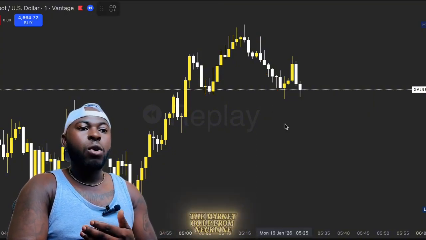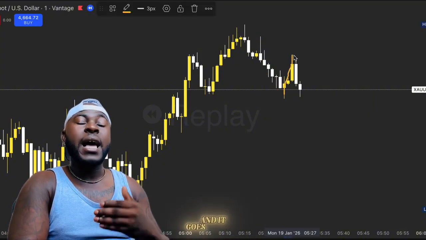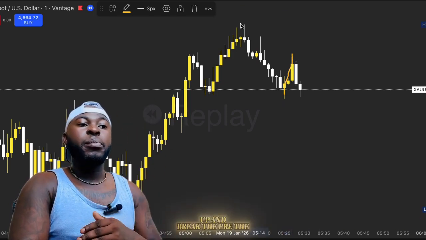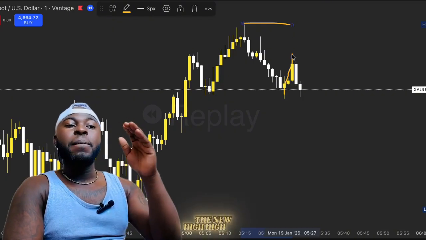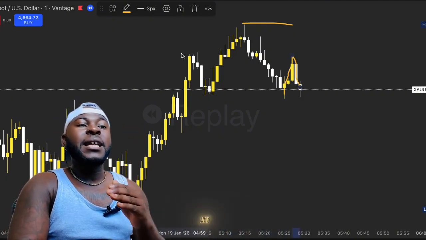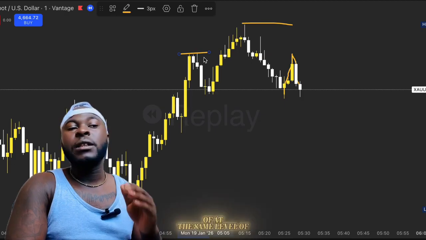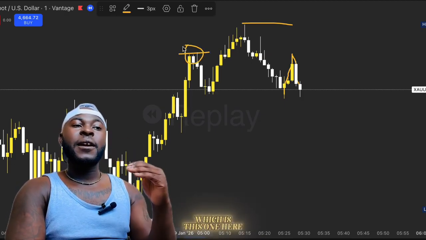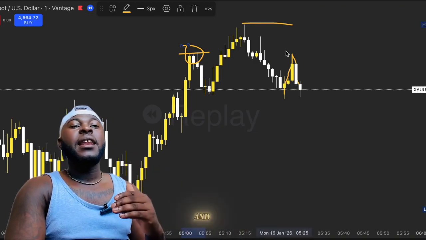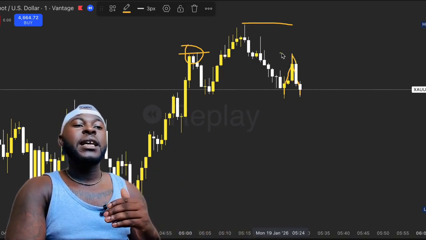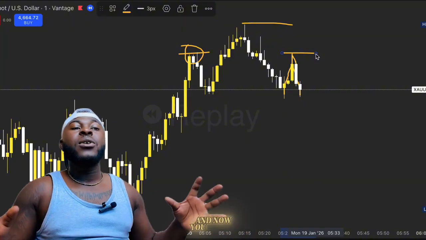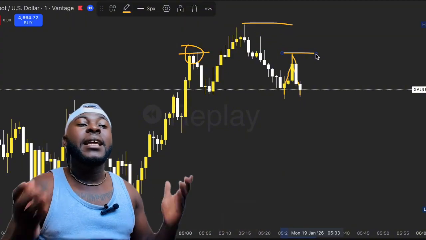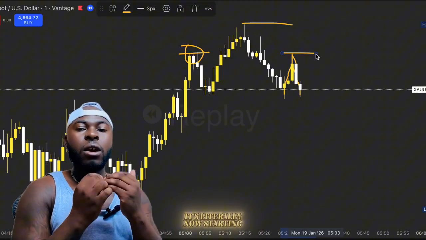So if the market goes up from the neckline and goes up again, then fails to break the new high and reverses again at the same level as the previous swing high, which is this one here, and then the market calms down, as you can see, they're on the same level. Now you can see it's a complete head and shoulder, meaning that the market is literally now starting to go down.